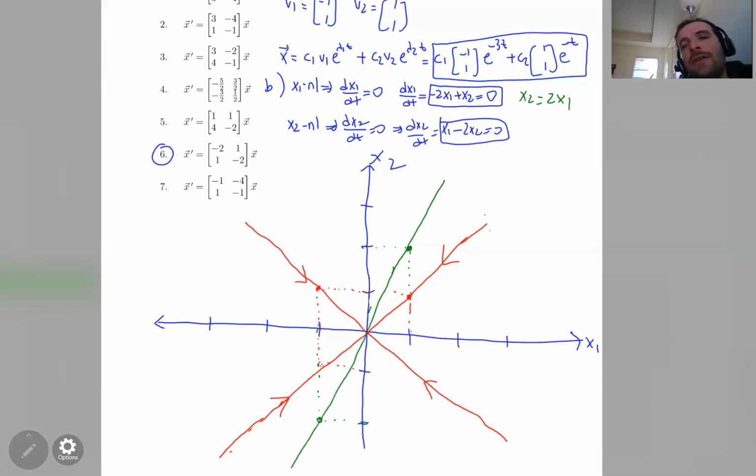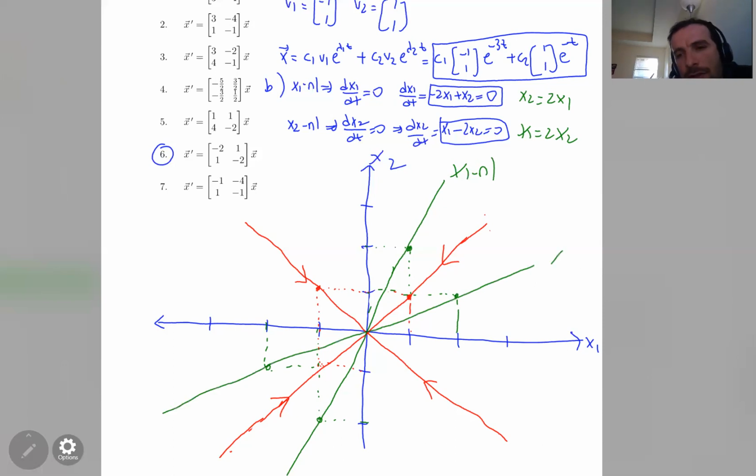Okay. This is the x1 null line, and the x2 null line is x1 equal to x2. Again, for x1 equal to 2, x2 is equal to 1, which is this point, right? And similarly this point. So this is the other null line, the x2 null line.